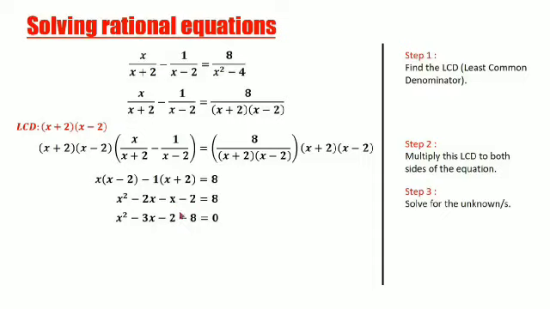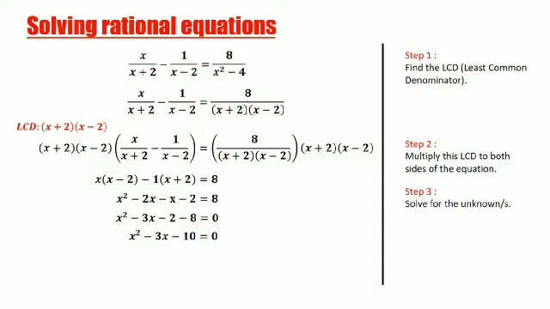Take note that this 8 here came from the other side, and if we move a number from one side of the equation to the other side, observe that the sign of that number will change, just like this one. Simplifying further, we will have x squared minus 3x minus 10 is equal to 0. Now, we can solve for x.